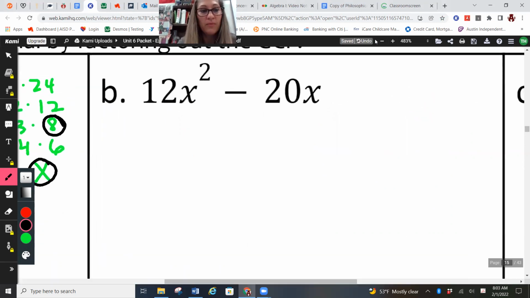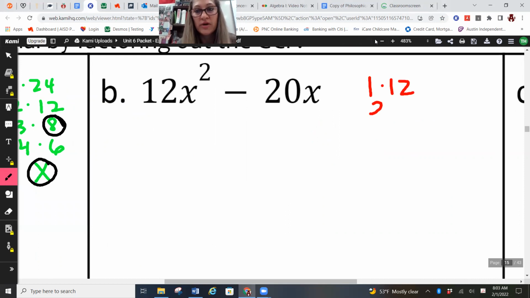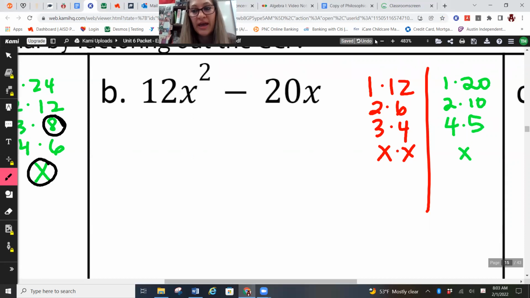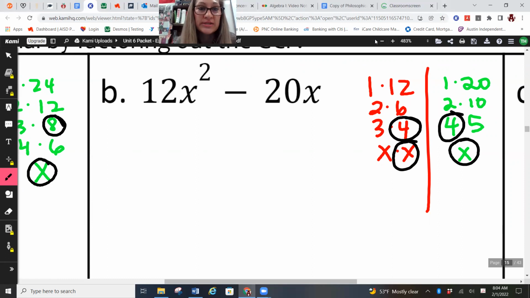Okay, on B, write down your factors of 12x squared. Okay, 1 times 12, 2 times 6, 3 times 4, x times x. On the other side, write down your factors of 20. 1 times 20, 2 times 10. There is no 3, 4 times 5, and an x. Now, circle the greatest number that they have in common. The greatest number that they share is a 4, and this one only has 1x, so I can only circle 1x from the red side. So the greatest common factor is 4x.